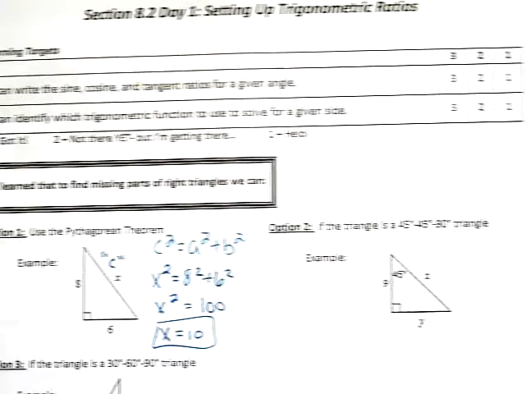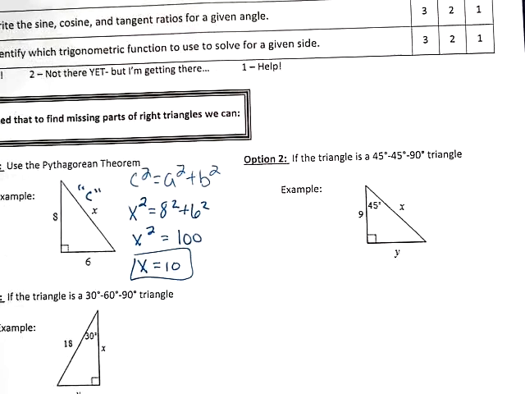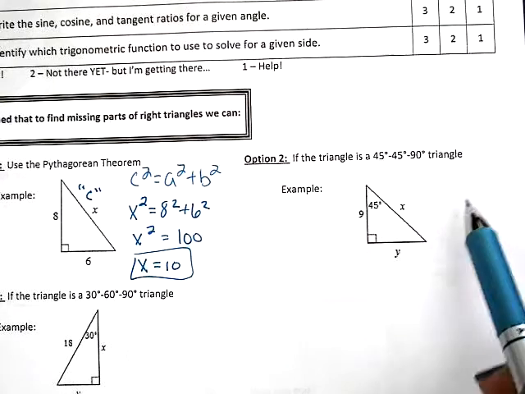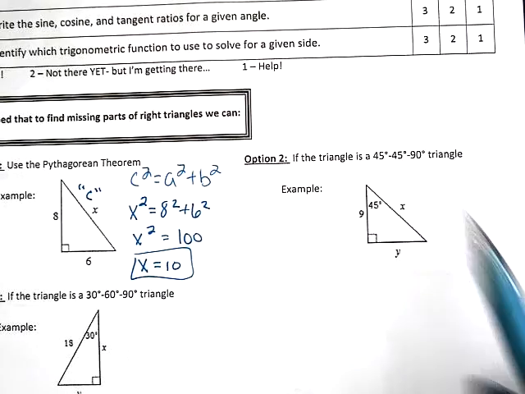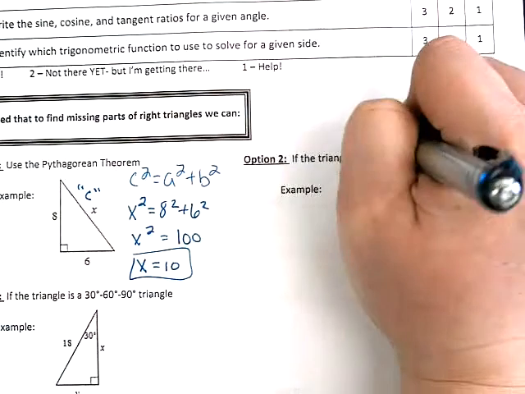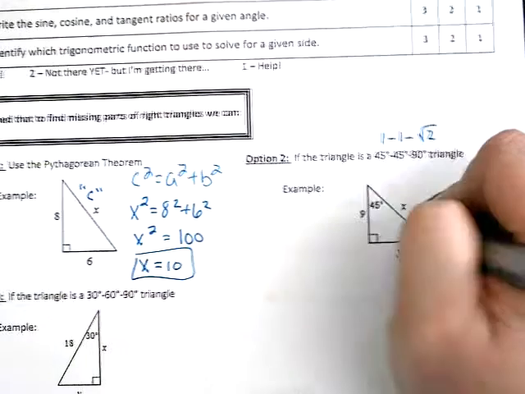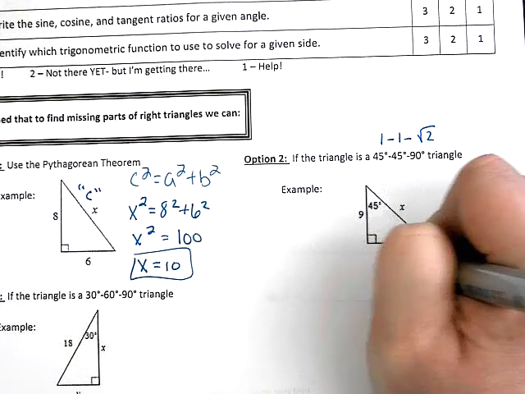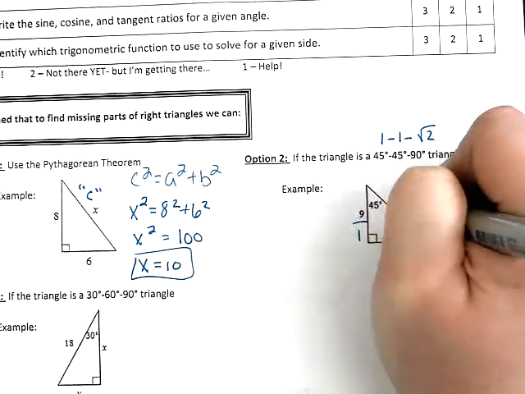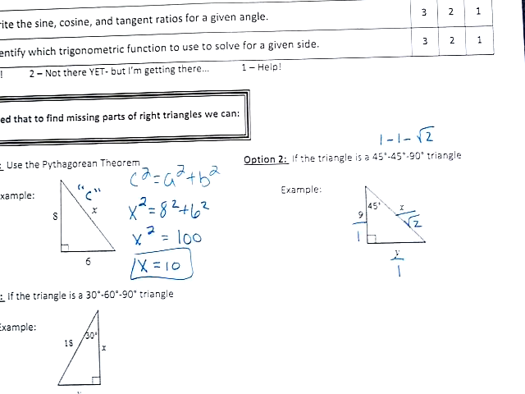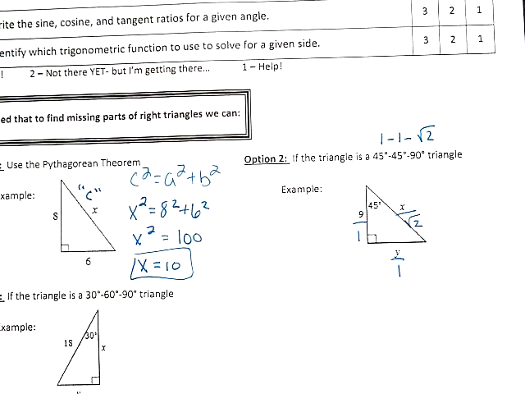Option 2. Well, let's look at option 2. We've got a 45, 45, 90 triangle. All right, well, with a 45, 45, 90, we know we're in the ratio of 1, 1, root 2. So across from our 45s, we're going to put 1s. And across from the 90, we'll put a root 2. So we can only use these ratios, though, if we have a 45, 45, 90, right? If we have another triangle, these ratios don't work. They only work for 45, 45, 90s.